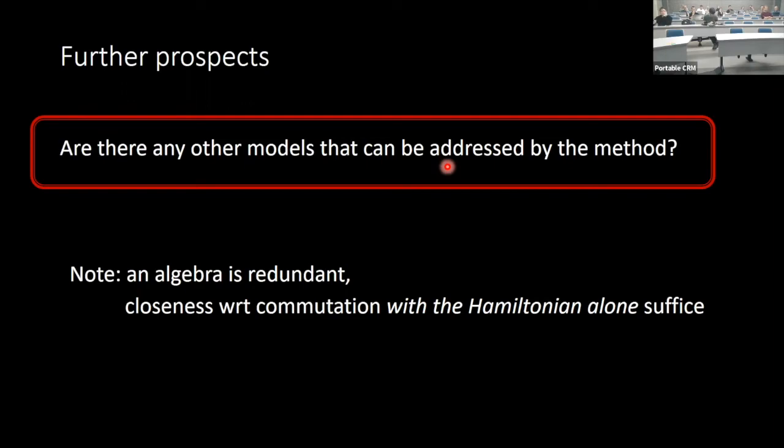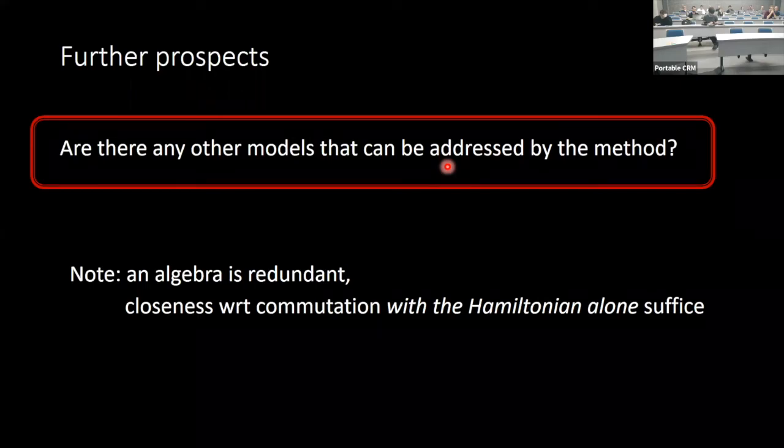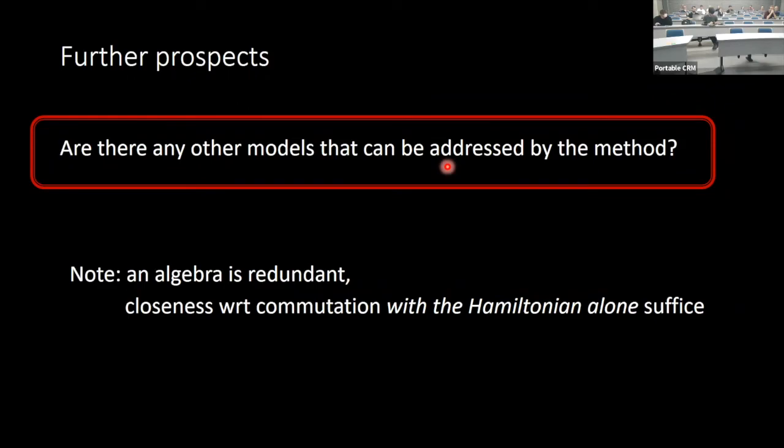However, it should be noted that actually to have an algebra, to have a Hamiltonian as an element of an algebra, is redundant for the method. What one really uses is the closeness of the set of operators with respect to commutation with the Hamiltonian alone. So maybe other models can be solved by this method, although they don't have such profound algebraic structures as the Onsager algebra. So that's all. Thank you for your attention, and sorry for being late for a couple of minutes.